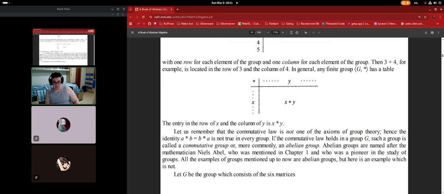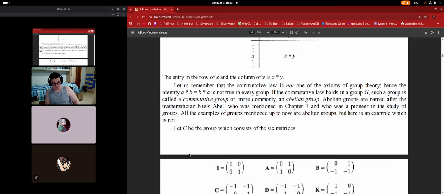Let us remember that the commutative law is not one of the axioms of group theory. Hence, this identity is not true for every group. We've seen this with matrices before. But if that happens to be true, then the group receives a specialization, an Abelian group. And it is named after this guy that probably we saw in chapter 1, but I forgot all the names already. And that guy was a pioneer in the study of groups.